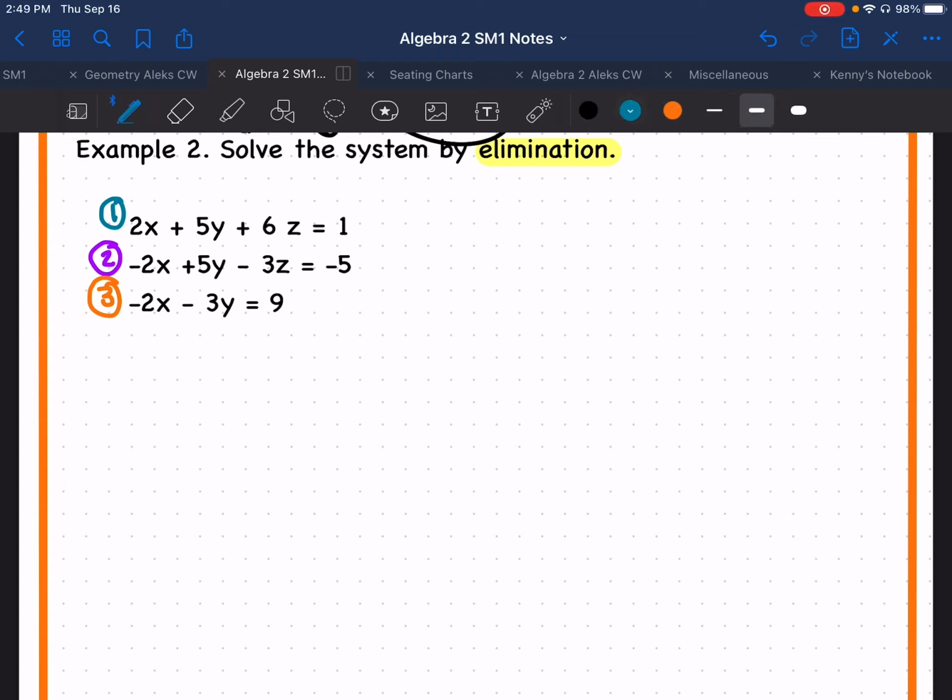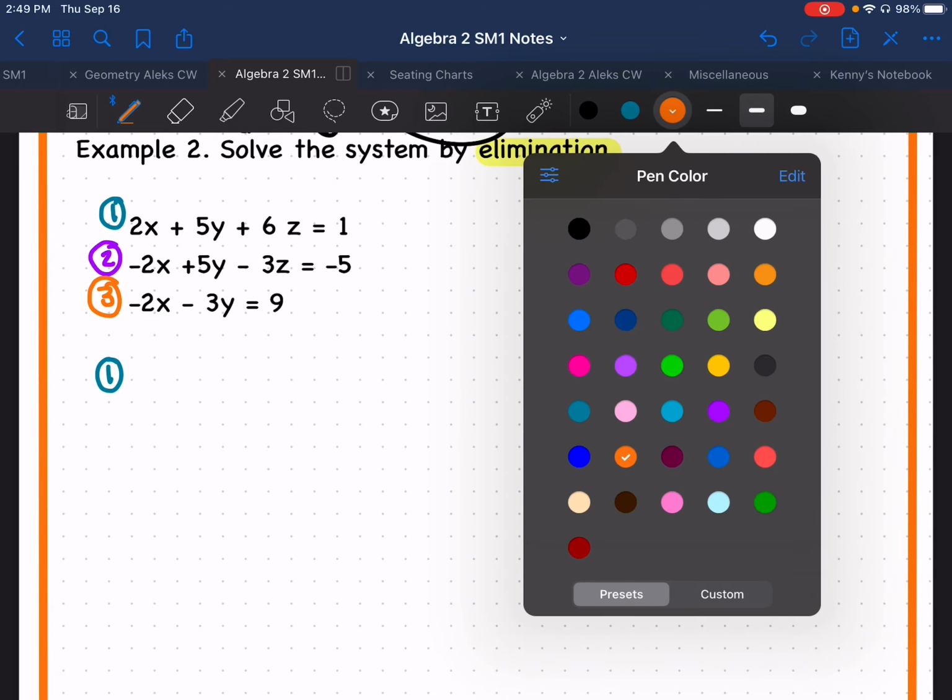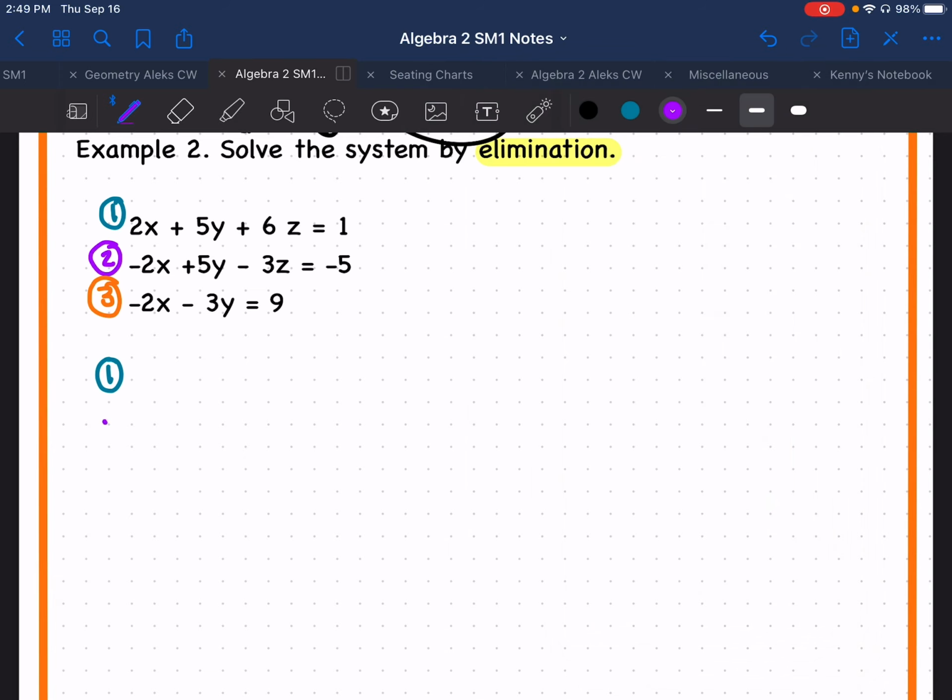So the first thing I'm going to do is grab equation 1 and equation 2, and I'm going to eliminate the x value. So 2x, and then this one was negative 2x.